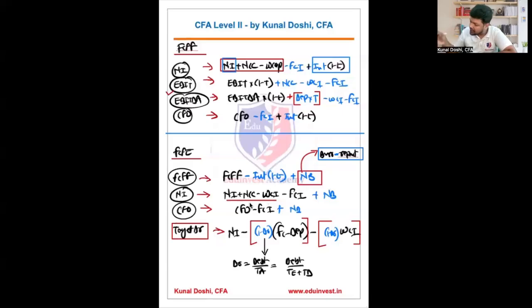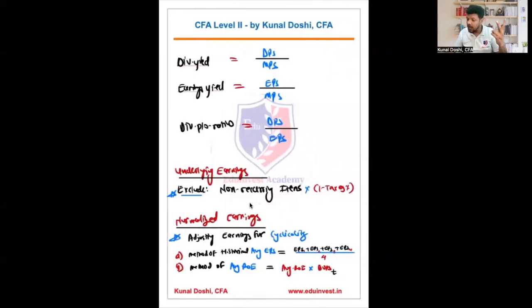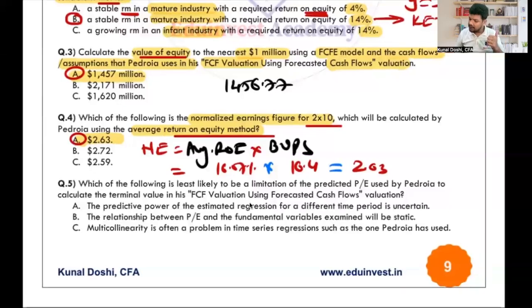Check out the formula that we wrote, normalized earnings. Normalized earnings, you have two ways. First of all, we use normalized earnings for adjusting the cyclicality. Either we use average earnings itself, which is very much simpler, or we take average ROE into the current book value. Got it? Clear?